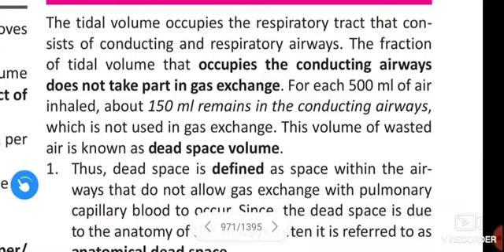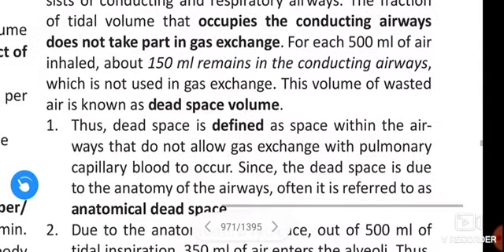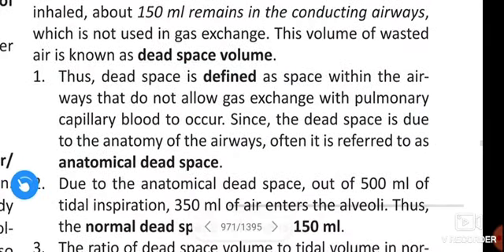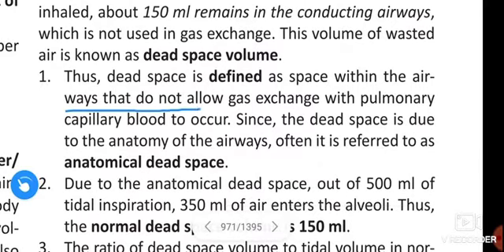This volume of wasted air is known as dead space volume. Thus, dead space is defined as the space within the airways that does not allow gas exchange with pulmonary capillary blood to occur.